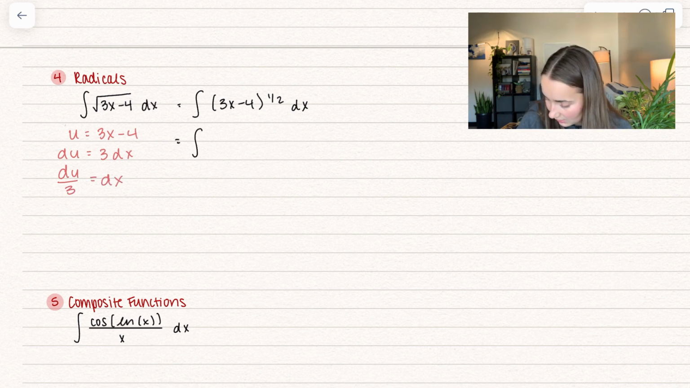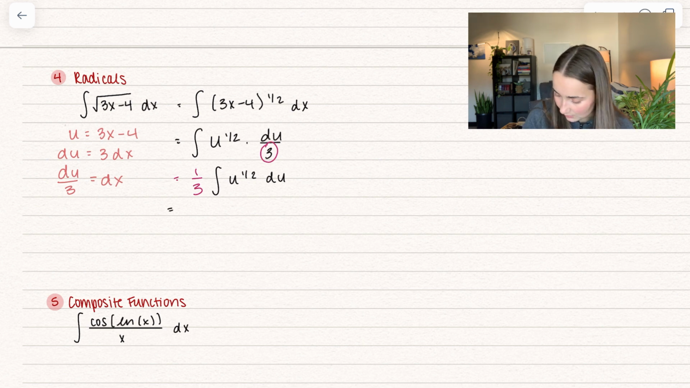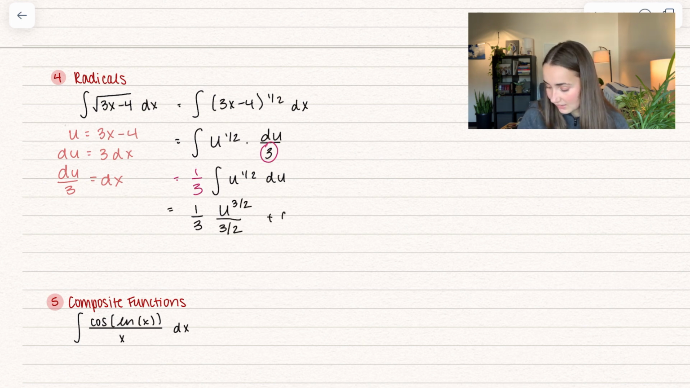We have the antiderivative of u to the 1/2 times du divided by 3. So again, like I said earlier, this is just a scalar. So I can move that to the outside. That becomes 1/3. And now we have the antiderivative of u to the 1/2 du. So let's go ahead and take the antiderivative. We get 1/3. We add 1 to the exponent, so that becomes 3/2, and we divide by that new exponent. And we have to add our c value.